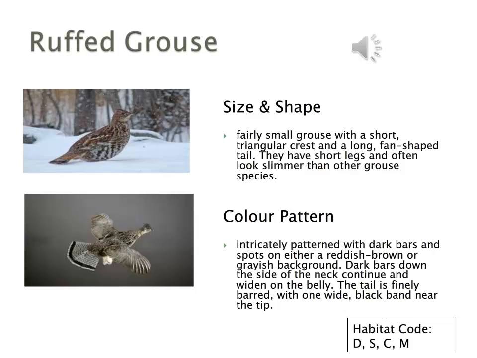The ruffed grouse, sometimes inappropriately called a partridge, is a very wide-ranging species of bird. They're a relatively small grouse. They have a small triangular crest on their head and a long fan-shaped tail. They have short legs and look slimmer than other grouse species.